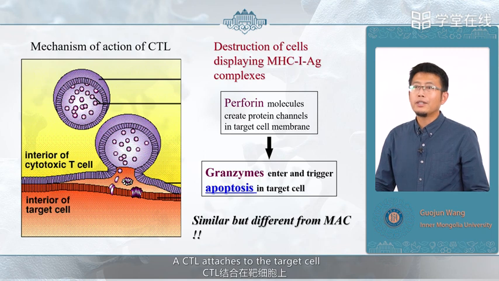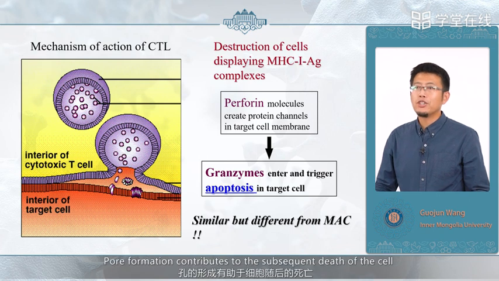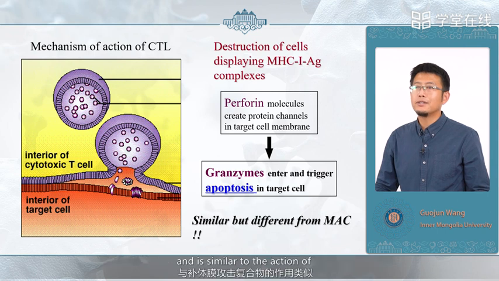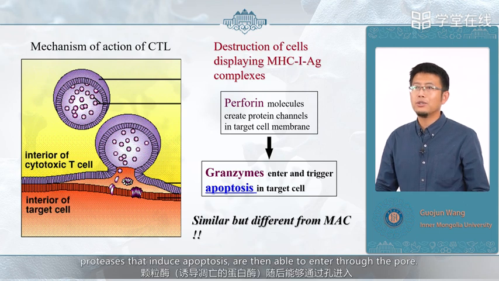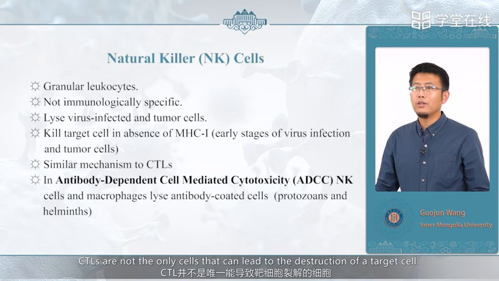A CTL attaches to the target cell and releases a pore-forming protein, perforin. Pore formation contributes to the subsequent death of the cell and is similar to the action of the complement membrane attack complex. Granzymes, proteases that induce apoptosis, are then able to enter through the pore. CTLs are not the only cells that can lead to the destruction of the target cell.